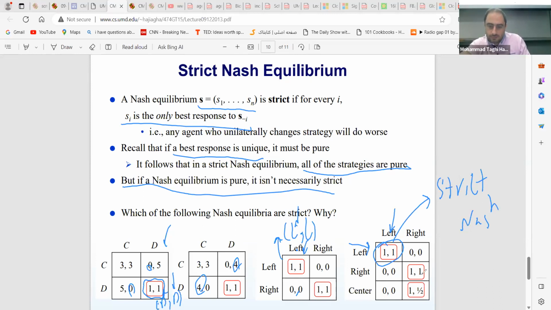What about this one? So this person, if he's taking right, then this person, if he gets right or center, he gets 1, correct? So there is another best response. So this is a Nash equilibrium. It does not gain anything. Still it's 1. But it is not a strict Nash.